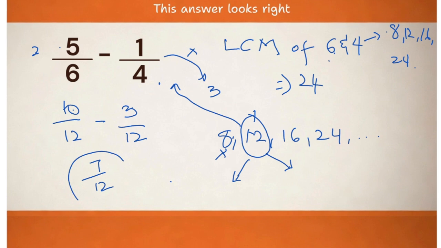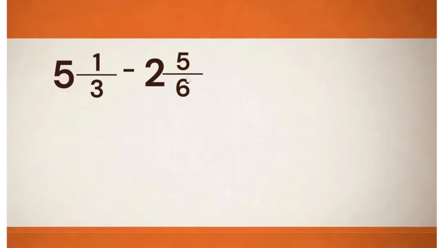So this is 7/12. This is the only time you can subtract. If they have different denominators, you must first look for their LCM and then convert the fractions such that they have the same denominator, and then you can subtract. Now, let's take a look at this example where we have mixed fractions.